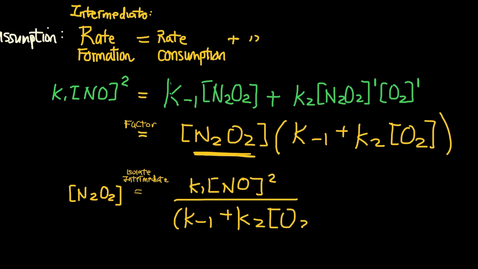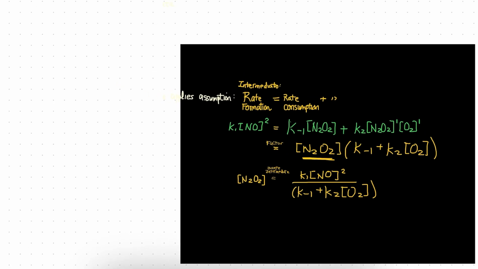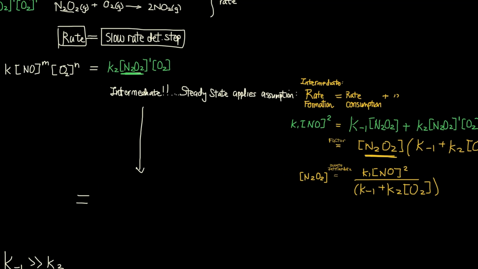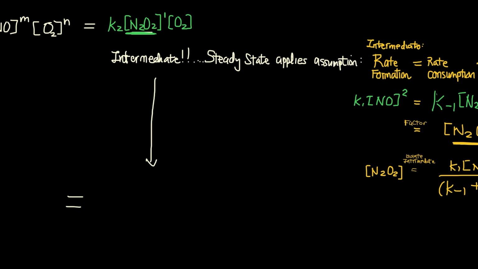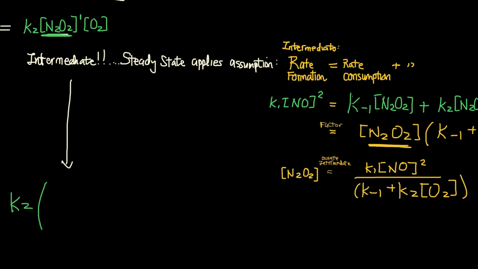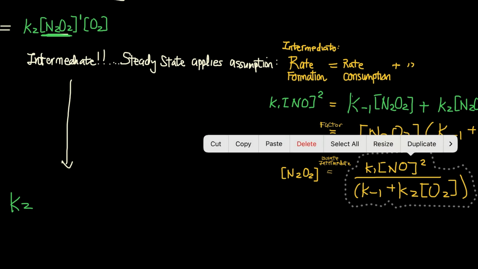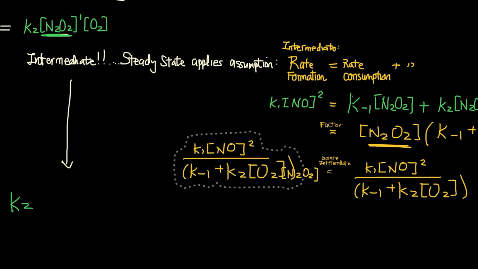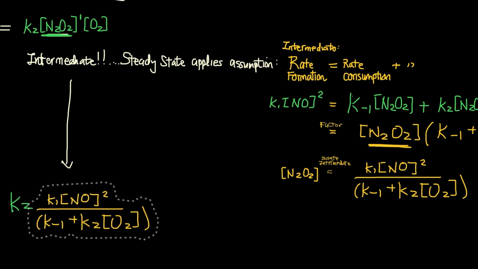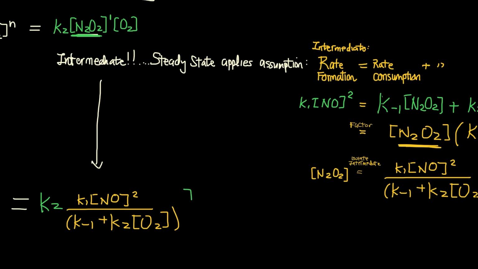Now, the problem with our thing here is that when we put it into this, it's going to look really complicated. So I'll show you what I mean. I'm just going to copy this in. And then for our N2O2, this is our expression for N2O2. And then our O2 is still outside here.